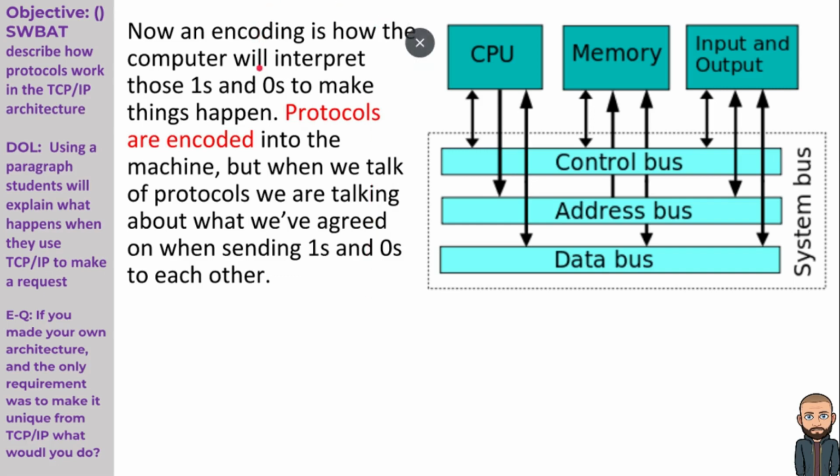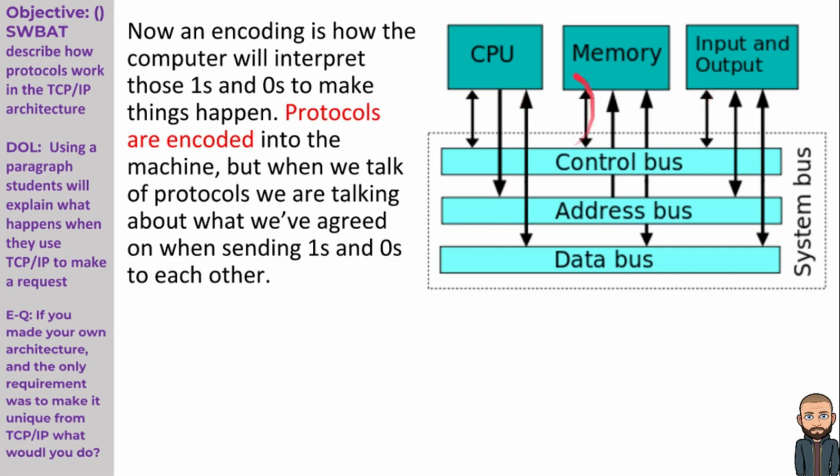And that's where this word encoding comes into play. Encoding is how the computer will interpret those ones and zeros. We've made the protocol that the ones and zeros will mean something, and now this is going to be encoded into the computer. And those ones and zeros are flowing through things on buses. You have a control bus, an address bus, a data bus. And the ones and zeros are being picked up by the CPU, memory, and input-output devices.